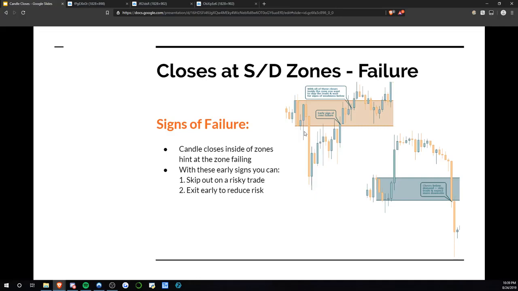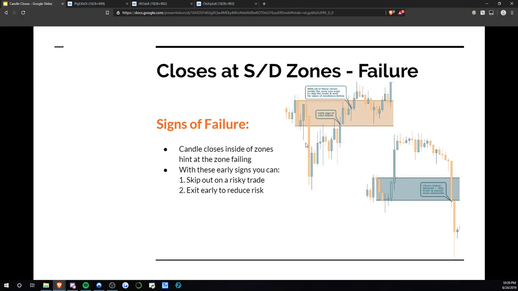This is hinting at the zone is going to fail, and basically what it's telling you is that you do not want to enter here, but if you already did enter earlier, this is allowing you a chance to exit, or just reduce risk, reduce position size, whatever you want to do, really.